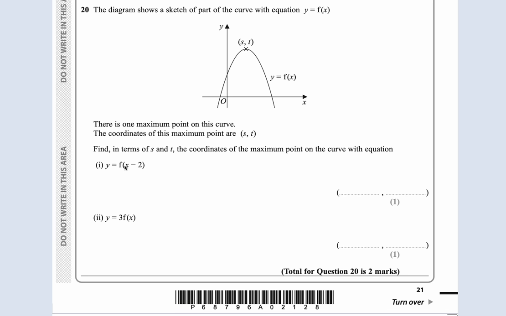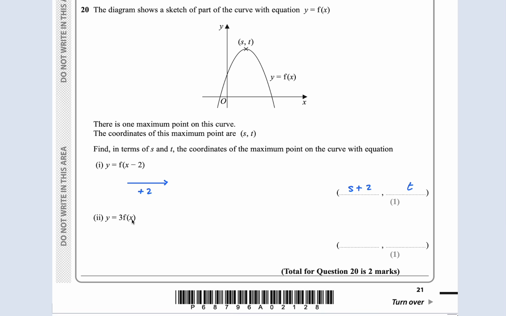So the x minus 2 in the bracket will move the graph right 2. So I need to add 2 to the x coordinate. So the x coordinate is s plus 2. The y coordinate stays the same.